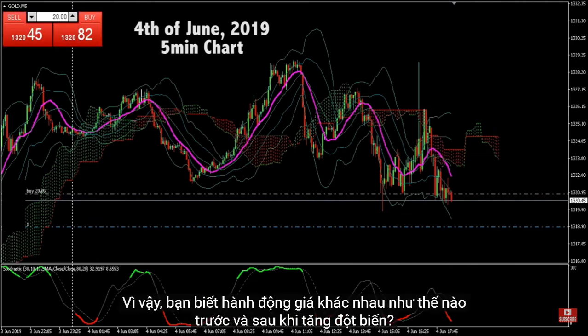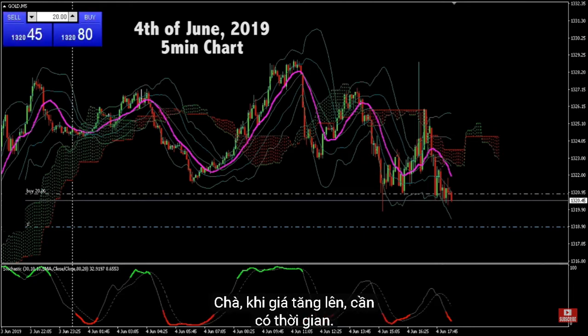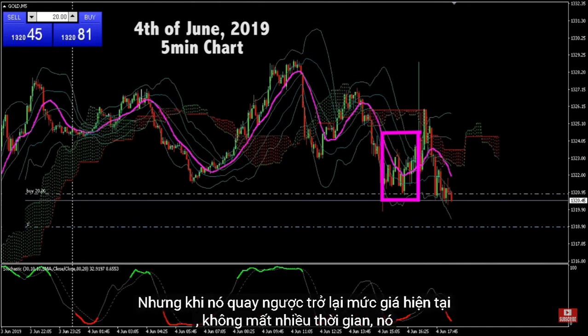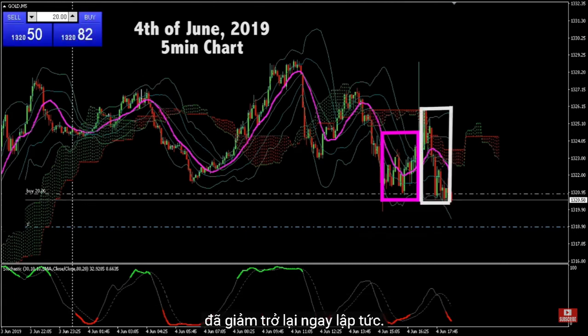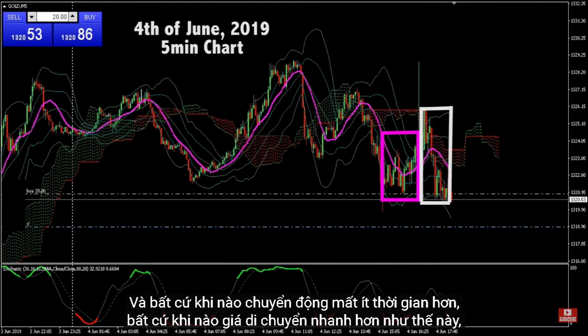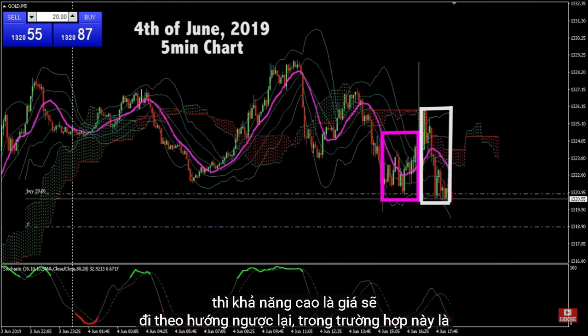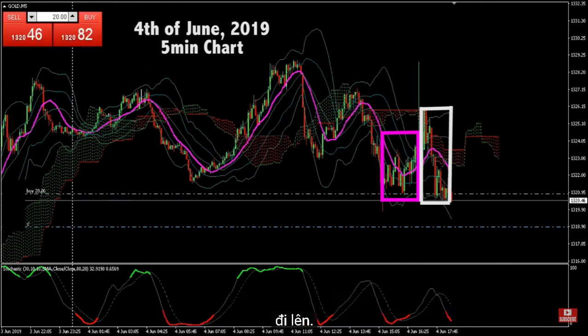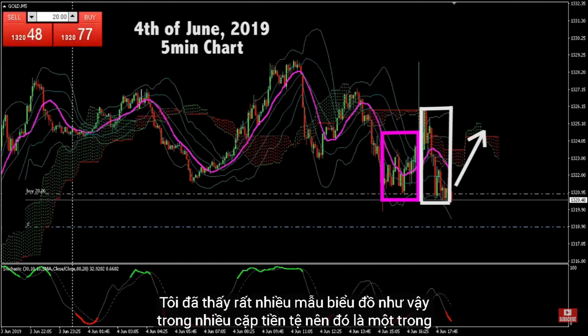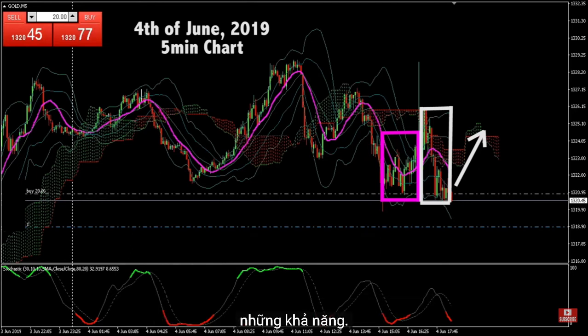So you know how the price action is different before and after the spike? Well, when the price was going upwards, it took time, but when it went back down to the current price level, it didn't take much time. It came straight back down. And whenever the price moves faster like this, there is a higher chance that the price will go in the opposite direction. In this case, upwards. I've seen lots and lots of chart patterns like this in many currency pairs, so that's one of the possibilities.